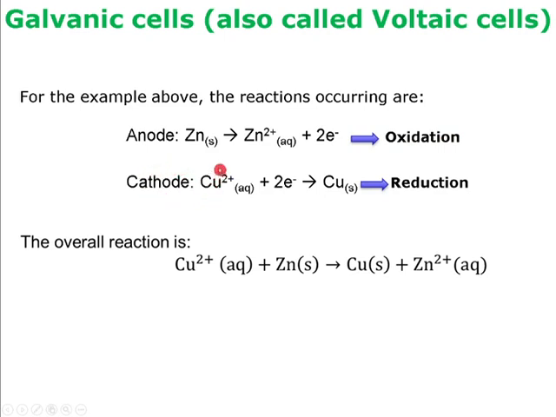Then at the cathode, you have copper, which is in aqueous form, it gains electrons and it forms a solid. So here you have a solid that loses electrons and gets into an aqueous medium. Then here you have an aqueous medium, it gains electrons and it becomes a solid.